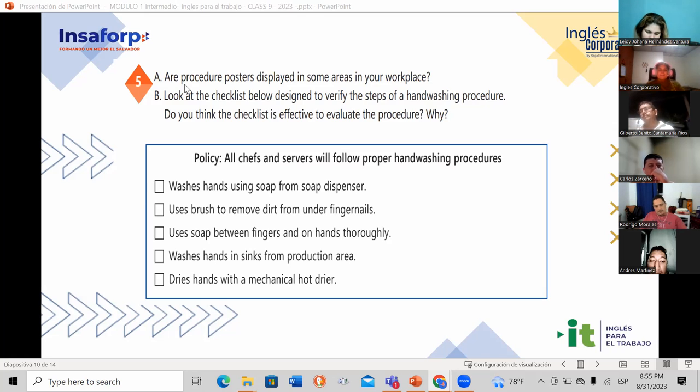Another procedure in our company is to assist when we make a simulacro. Simulations. To assist when we make some simulations of an earthquake or a fire. Evacuation drills. That is the correct term, evacuation drills.